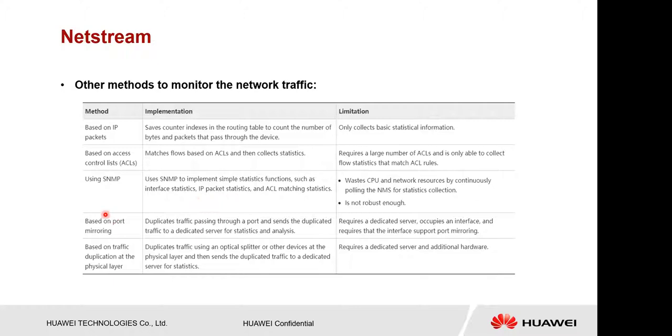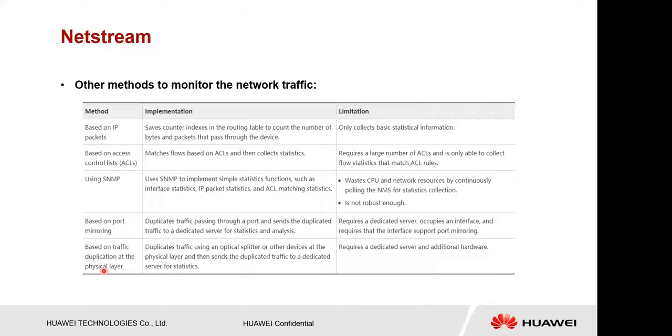We can also use port mirroring. So it will duplicate the traffic passing through a port and send the duplicated traffic to a dedicated server for the statistics and also analysis. However, this one requires a dedicated, separate server, and also it occupies an interface which we need to configure on the device for the port mirroring. And also it requires the interface to support port mirroring.